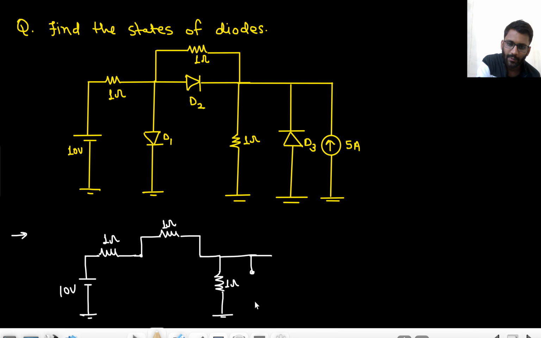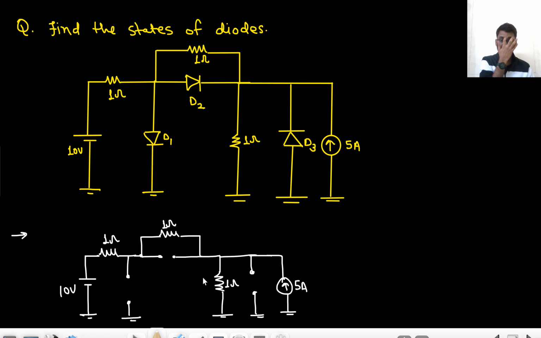This diode potential we don't know. This is open circuited. This potential is also open circuited. This potential is also open circuited. Here I am having 5 ampere. Now use your knowledge of network analysis and find the value of these potentials.